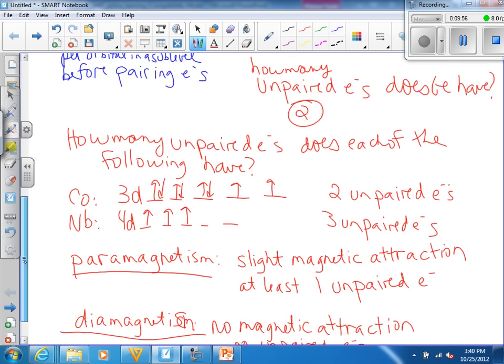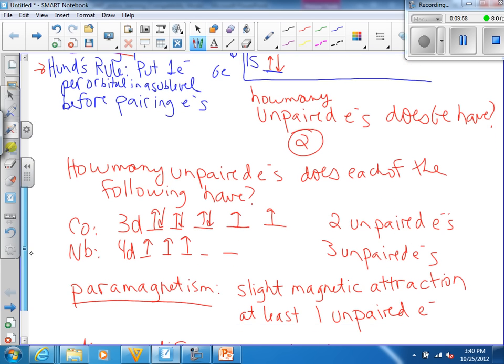So let's look back at our two examples. Is cobalt paramagnetic or diamagnetic? Well, it has two unpaired electrons, so this would be paramagnetic. And niobium, oh, it's got three unpaired electrons. It is also paramagnetic.